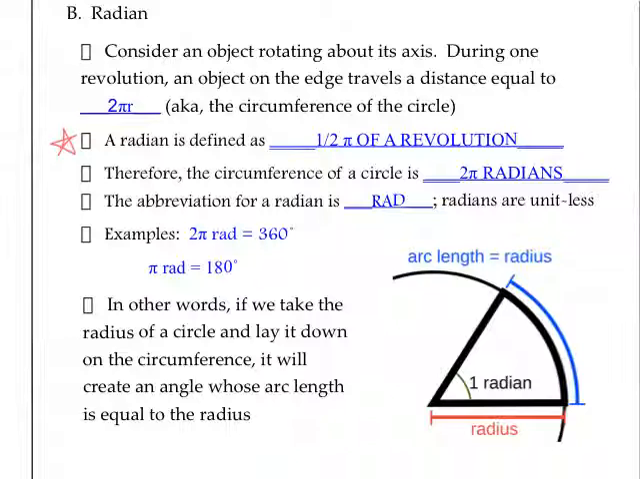And I gave you some examples to kind of correspond to the degrees that you might be familiar with in a circle. 360 degrees would be 2 pi rad or radians, and then 180 degrees would only be pi rad or radians. And if we think about how this looks in terms of a circle, I have part of a circle drawn here for you. In other words, if we take the radius of a circle and we were to lay it down on the circumference, it would create an angle whose arc length is equal to the radius, and this tells us what a radian would be.